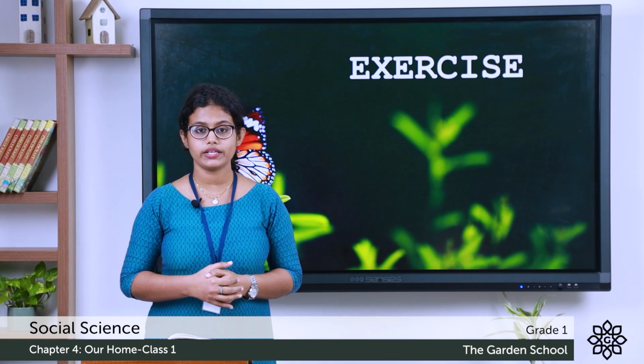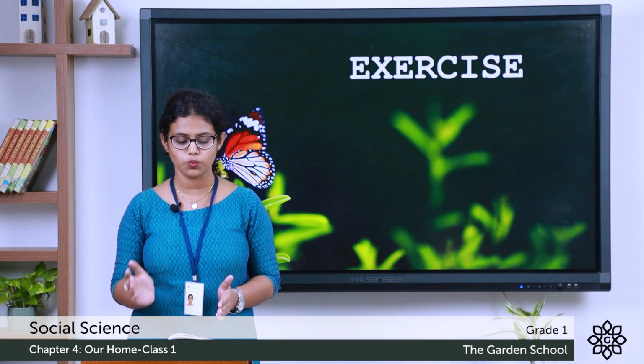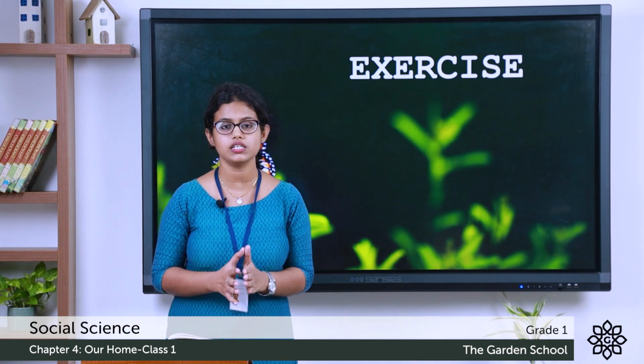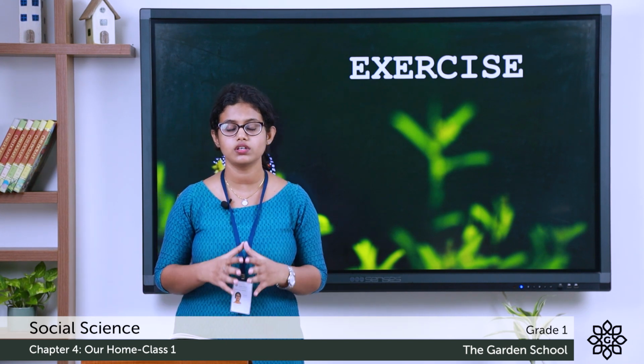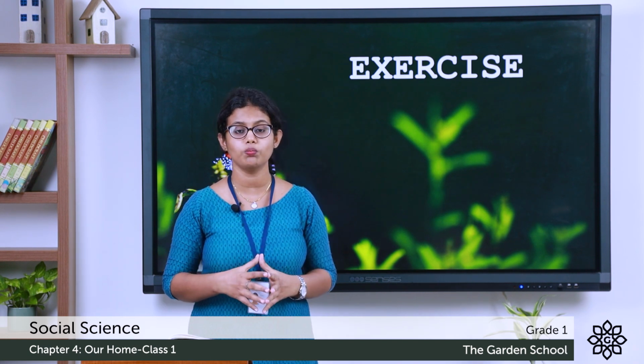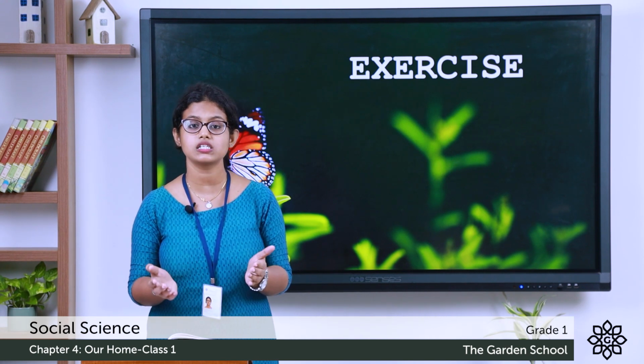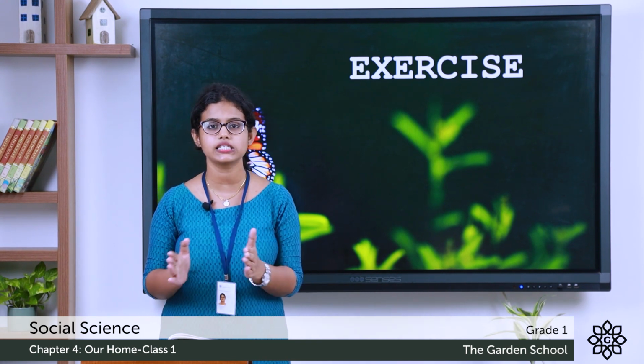Coming to page number 26, it is an activity. There you can see 2 little boys. One is Rohan and one is Rajat. And you can see their rooms, Rohan's room and Rajat's room. From the picture, can you see who helped their parents in keeping the room clean and tidy? Rohan or Rajat? So there are some questions. We'll tick the right answer.